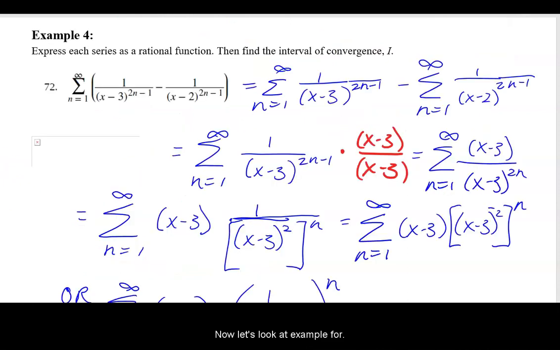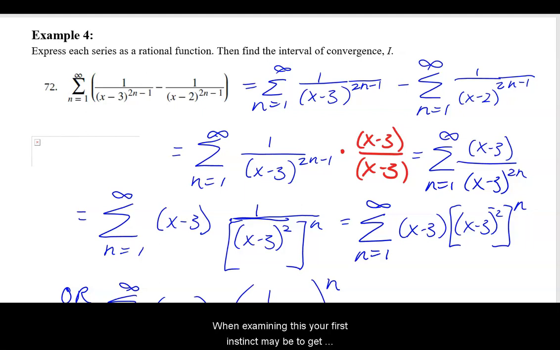Now let's look at example 4. Example 4 is quite a bit more complicated than the first 3. In this particular problem, we are given a power series representation and we want to convert it back to its rational function expression. Then we'll find the interval of convergence I.